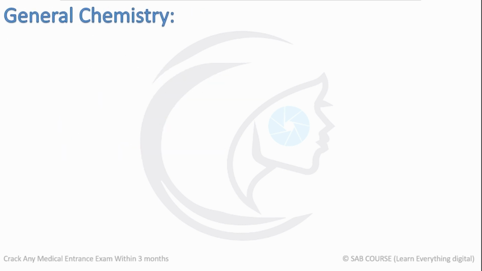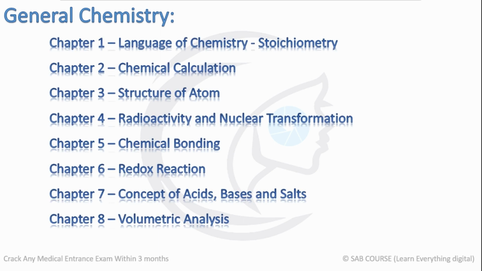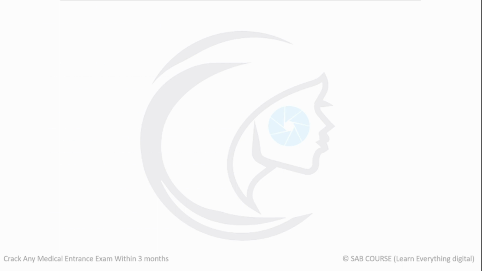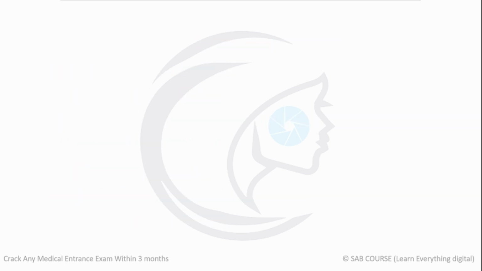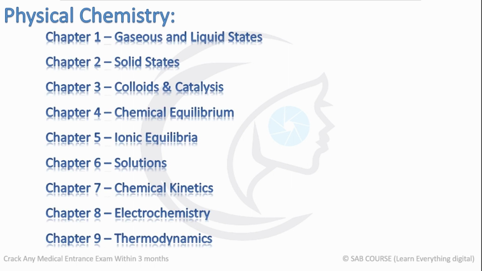In general chemistry there are altogether 8 chapters, which are as follows: language of chemistry, stoichiometry, chemical calculation, structure of atom, radioactivity and nuclear transformations, redox reaction, that is oxidation and reduction, concept of base, acid and salt, and volumetric analysis. And then we will go into physical chemistry. Physical chemistry has 9 chapters.